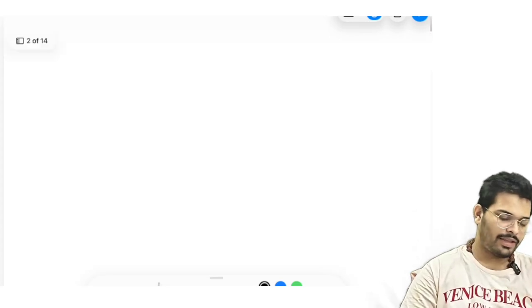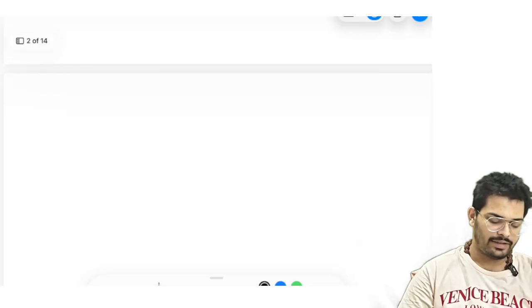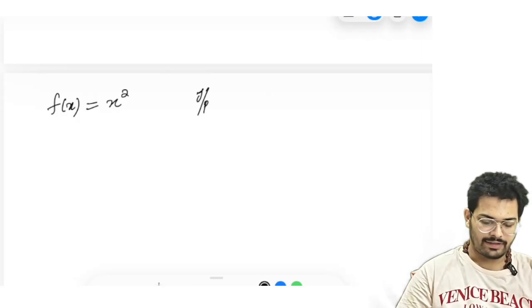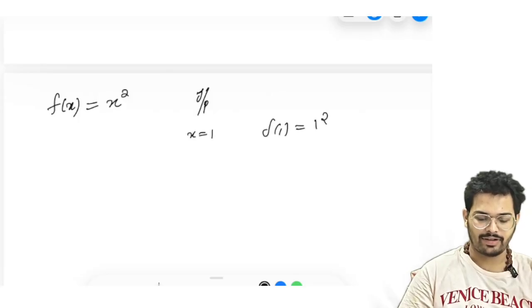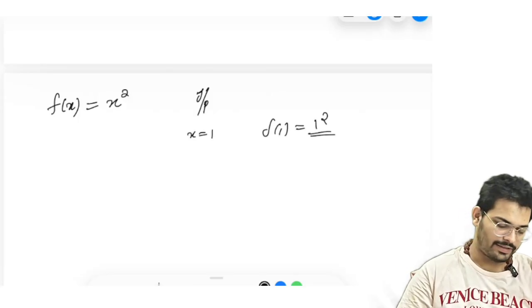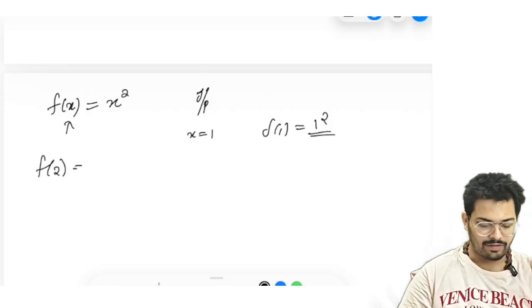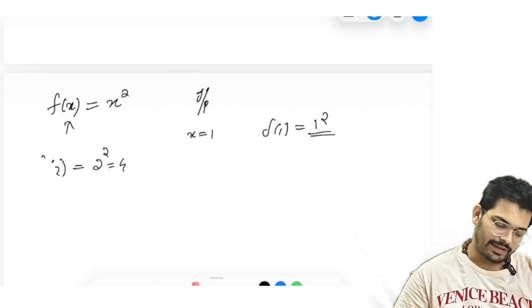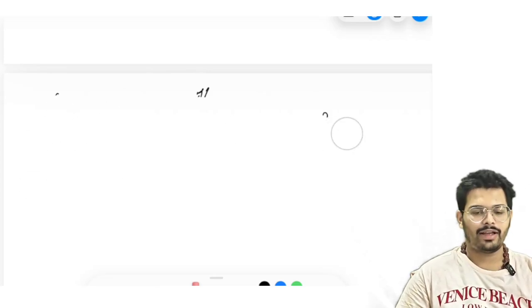For example, if I say f of x, a polynomial of x, is a function, that is x square, this is a function. If I put input as x equal to 1, you will get f of 1, that is the output, as 1 square. Now if you put x equal to 2, you will get 2 square, that is 4, as your output. So that's the basic logic, which means if you give some value, you will get a definite output from a function.